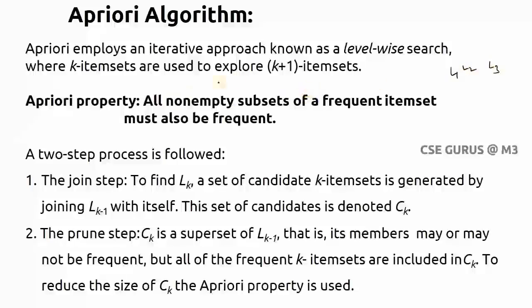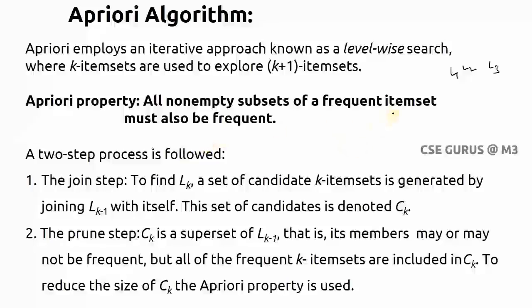I am checking for L1. In order to get L3, I am checking for L2. Like this you are getting. So that's why k-item sets are used to explore (k+1)-item sets. So the Apriori property: all non-empty subsets of a frequent item set must also be frequent.